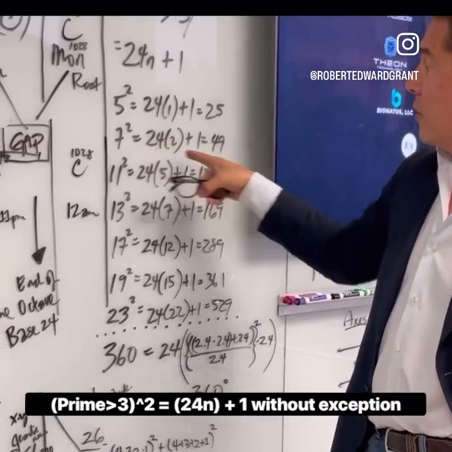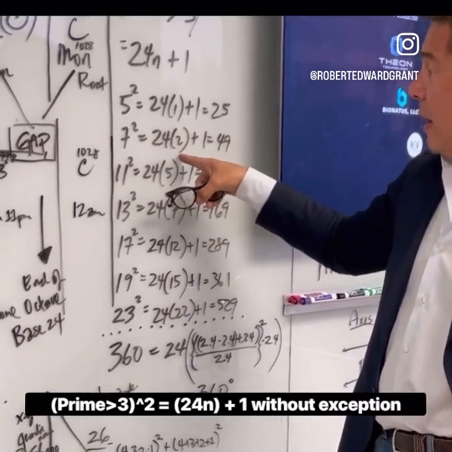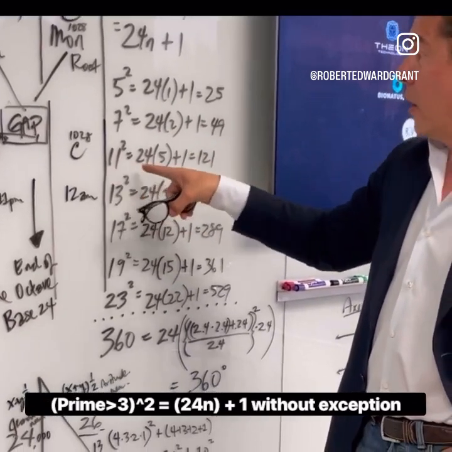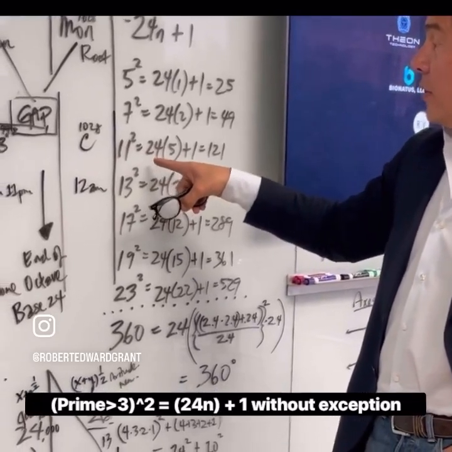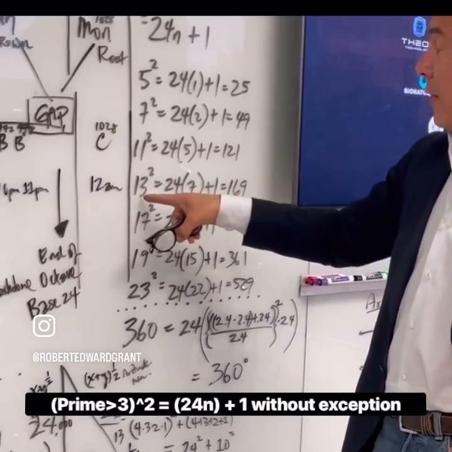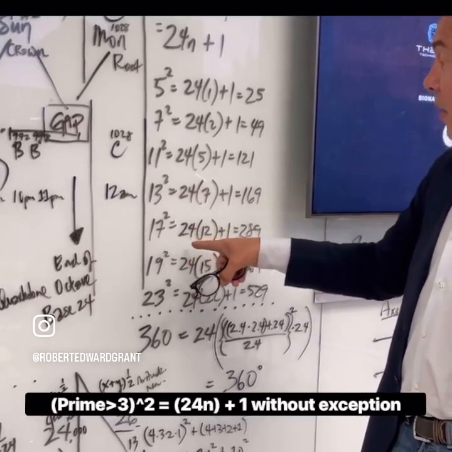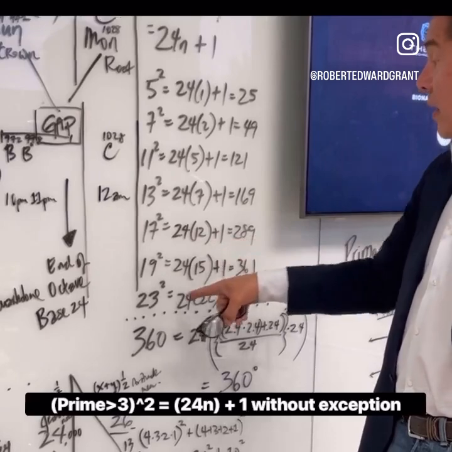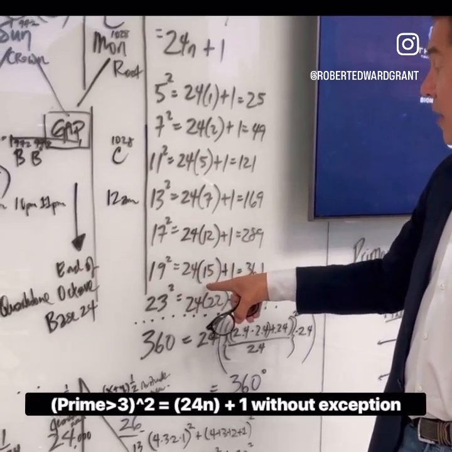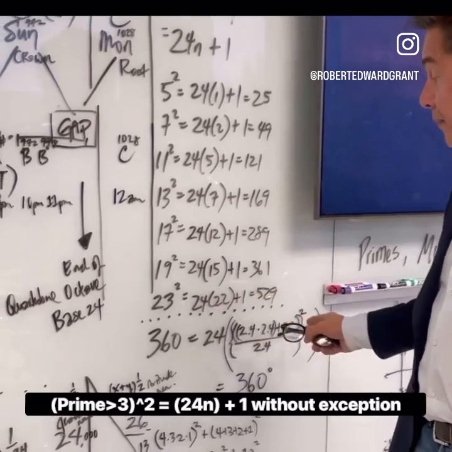Okay, 7 squared is 49. That's equal to 24 times 2 plus 1. 11 squared equals 121, which is 24 times 5 plus 1. And 13 squared equals 24 times 7 plus 1. And then 17 squared equals 24 times 12 plus 1. And then 19 squared is 24 times 15 plus 1, and so on.